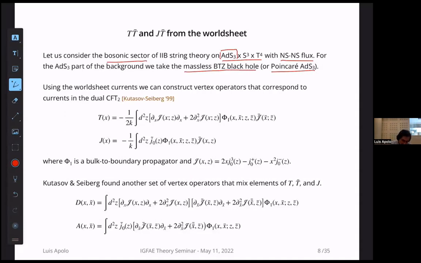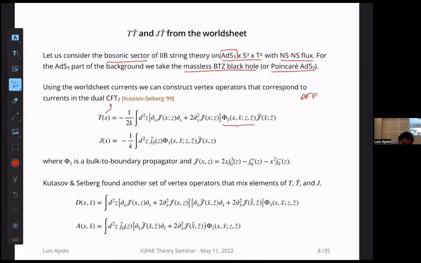Because a long time ago, Giveon, Kutasov and Seiberg were able to construct vertex operators that correspond to currents in the dual CFT. These are the so-called DFF operators. So for example, they were able to construct the stress tensor in the dual CFT. Here, x is a coordinate in the dual CFT. It looks something like this. There's some bulk-to-boundary propagator that we don't need to concern ourselves too much with.